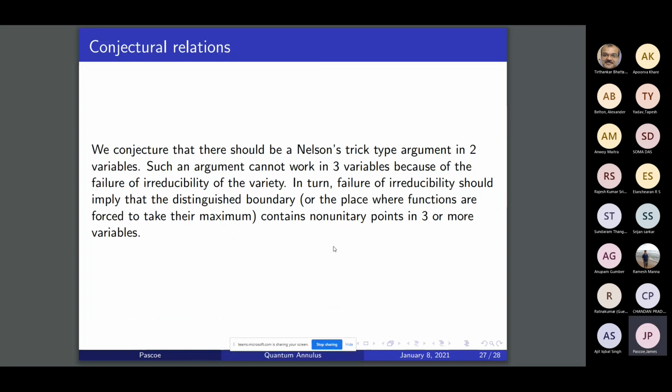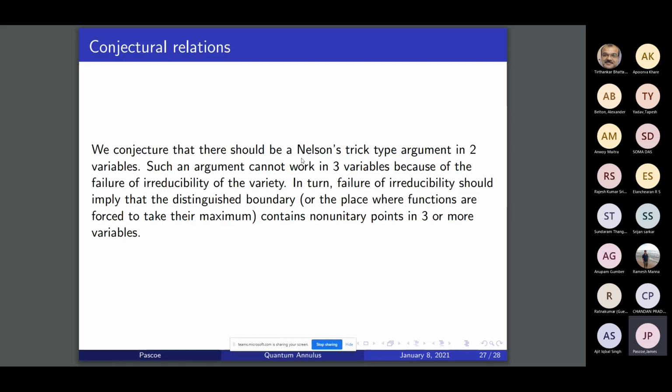So here's my conjectural speculation. We conjecture that there should be a Nelson's trick type argument in 2 variables. It's going to have to be complicated, but one thing that would be nice to have generally would be a slick proof of Ando's inequality. Typically a lot of the proofs go by first dilating one operator, then dilating the other operator, and solving some key equation at some point, which means the argument could have only worked in 2 variables.